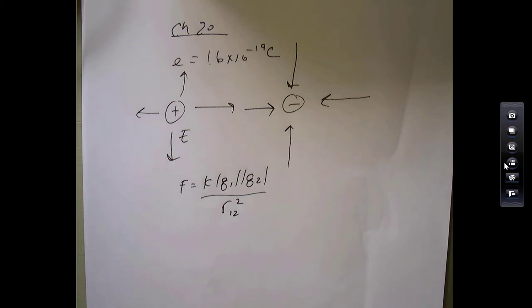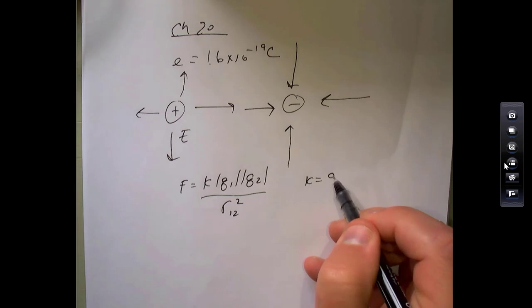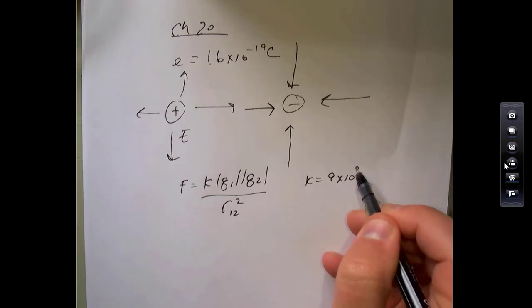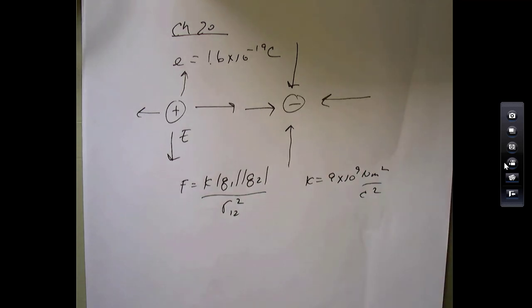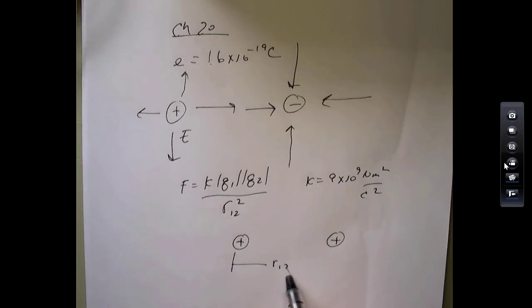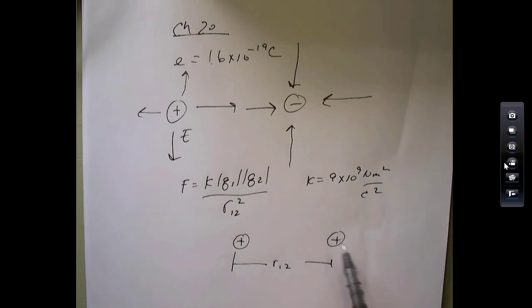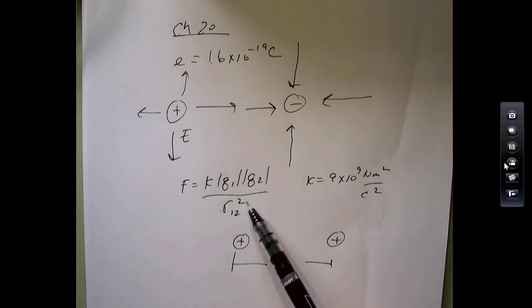I'm sure you'll see some kind of problem involving Coulomb's law. k is a constant, 9 times 10 to the 9th newton meters squared per coulomb squared. I'll give you the constants. You don't have to write those things down. So the idea is if you have a charge here and a charge here, these are just like charges. This is the distance between them. These actually repel each other. And here's the formula for it.